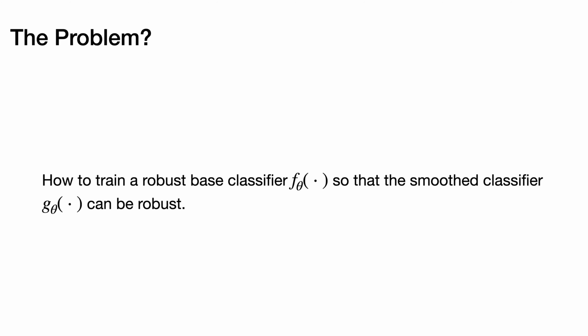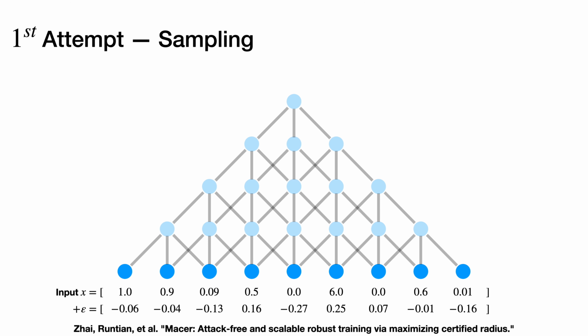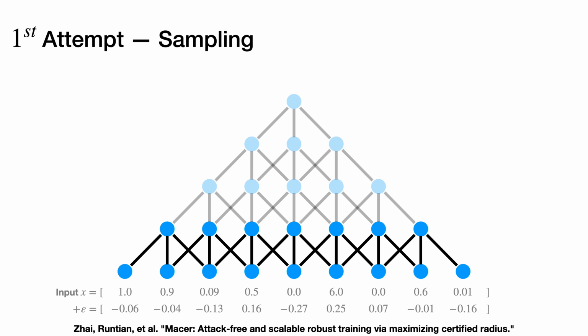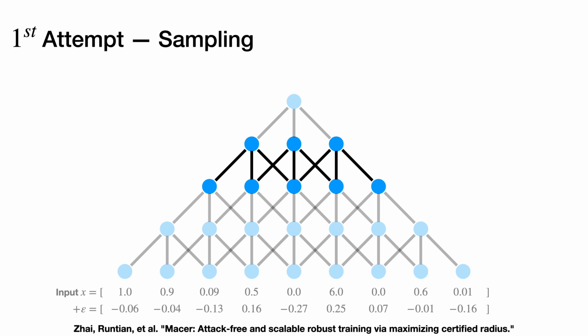The problem is how to train a robust base classifier f theta so that we can have a more robust smoothed classifier g theta. As the smoothed classifier will need to smooth over some neighborhood, the first attempt will be to sample some perturbation samples around the input x to see what the output of the network will be. We first sample an epsilon and add it to the input x, and pass it through the network. We can have the output of the network, u theta of x.